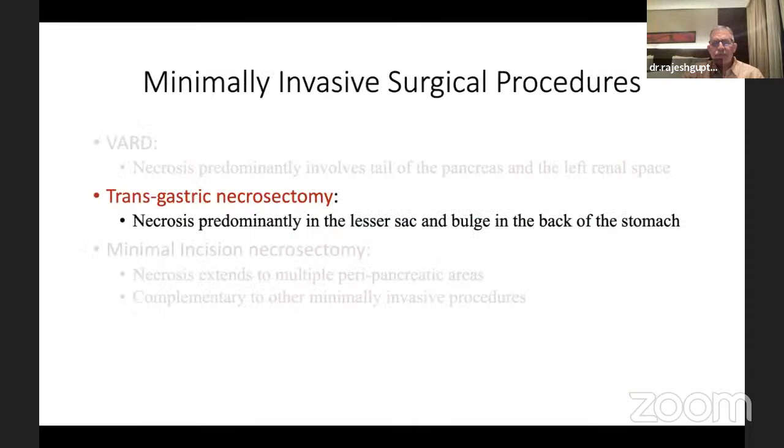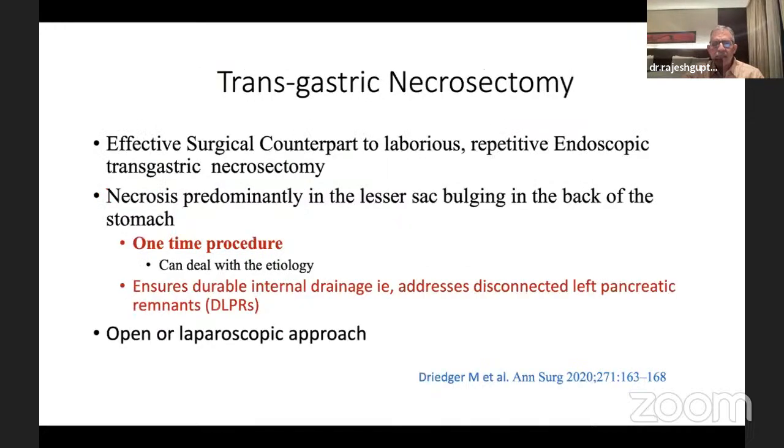So coming to the next procedure, which is transgastric necrosectomy, this has actually been popularized by a study from 3 centers, from Stanford, from University of Indianapolis, and from Calgary. The 3 centers have published around 200 patients, and the indication has been collection in the lesser sac with a bulge in the back of the stomach.